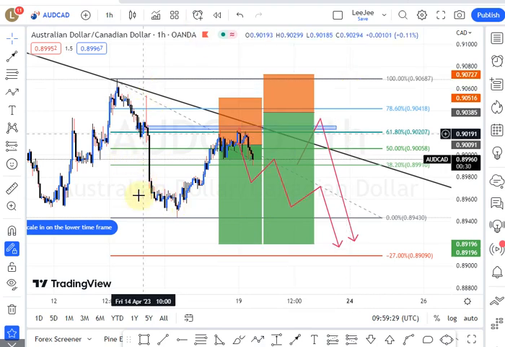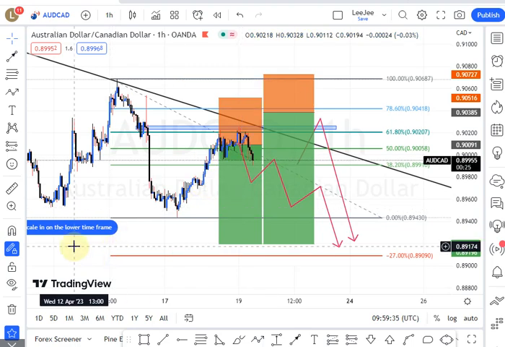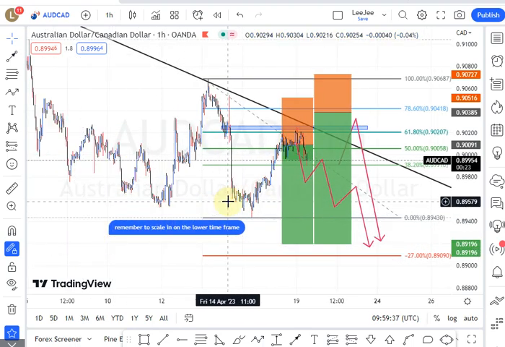So this is what I'm going to do. I'm just going to ride this wave down around 89 pips. But then you can see I've written something. Remember to scale in on the lower time frame.